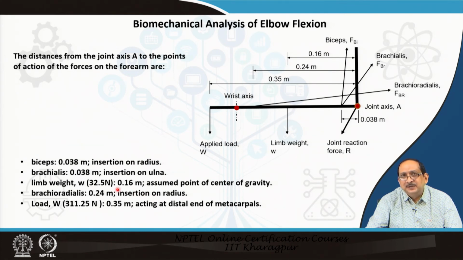The limb weight of 32.5 Newton is assumed to act at the center of gravity, which is located at a distance of 0.16 meters from the joint axis A. Finally, the load which is being carried, of 311.25 Newton, is assumed to be acting at the distal end of the metacarpals, and that is at a distance of 0.35 meters from the joint axis A.